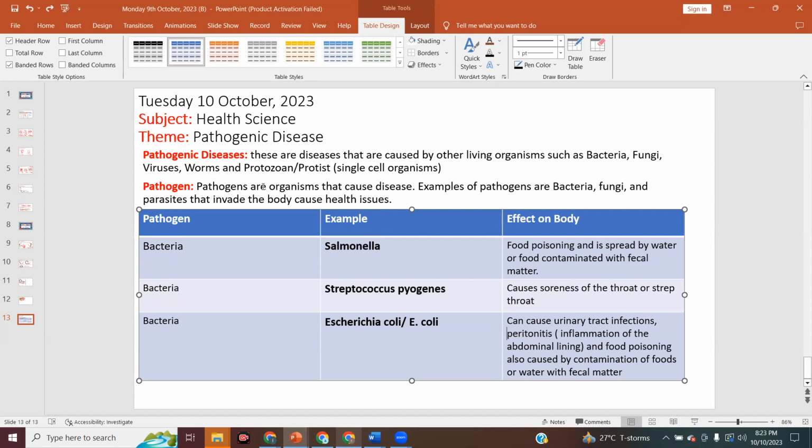Okay, so once you're finished with the notes, take a picture of it and send it to me via WhatsApp. Again, once you're finished with the notes, take a picture of it and send it to me via WhatsApp. All right.